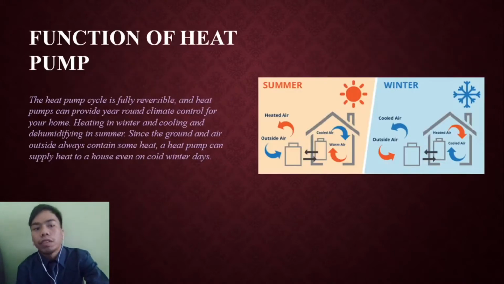What is the function of the heat pump? The heat pump cycle is fully reversible, and a heat pump can provide year-round climate control for your home, heating in winter and cooling and dehumidifying in summer. Since the ground and air outside always contain some heat, a heat pump can supply heat to a house even on cold winter days. As you can see in the picture, heat transfer is constantly moving warm air from one place to another, where it is needed or not needed.